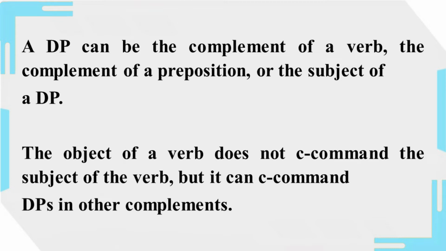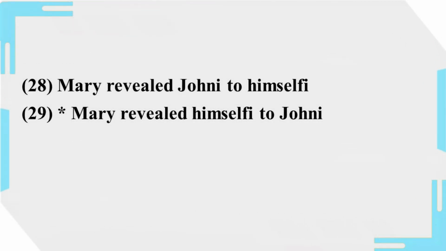One construction like this is one in which a complement DP is the antecedent of the object of a complement PP. It looks like we make the right prediction about these cases. Sentence 28, Mary revealed John to himself. Sentence 29, Mary revealed himself to John. And when we consider DP subjects, we get the following cases right.